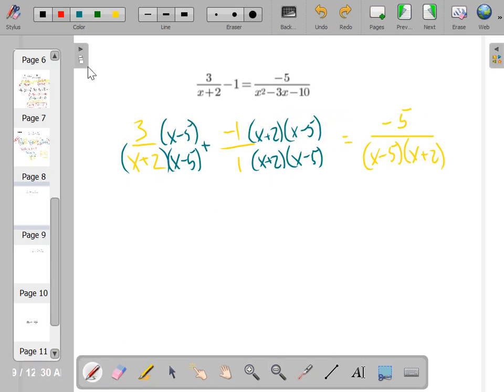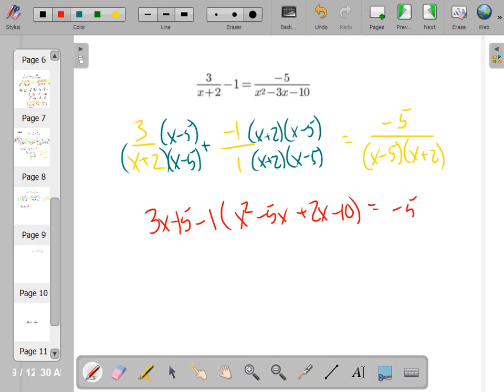So if I distribute on the top, 3x minus 15. This is a little tricky. I'm going to FOIL this: x squared minus 5x plus 2x minus 10. But since we're subtracting, this is a minus sign, we're going to have to distribute a negative. So 3x minus 15, then it'll be minus x squared. This is negative 3, but negative 1 times negative 3 is positive 3, and negative 1 times negative 10 is positive 10.